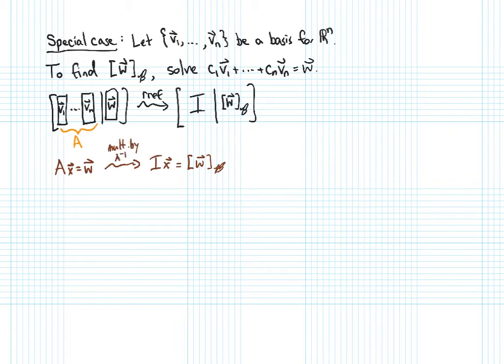And the process of going from the left to the right is actually just multiplying both sides of the equation by A inverse. And so what that means is that to get the b-coordinate vector of W, you just multiply W by the inverse of the matrix whose columns are the basis vectors. And the big picture takeaway here is that when you change from regular coordinates to b-coordinates and back, you're really just multiplying by a matrix that's invertible and its inverse.